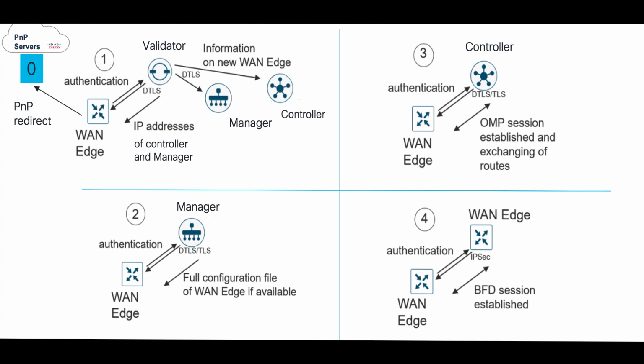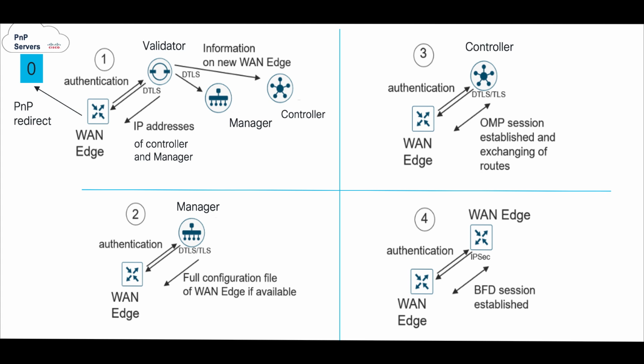The final step is the data plane connectivity. In step 3, the controller informed the WAN edge about the other TLOCs or the other WAN edges through the OMP session establishment. And in step 4, once the WAN edge gets to know about these other routers, basically other TLOCs, it's going to try and establish an IPsec tunnel with each of these WAN edges in the fabric.